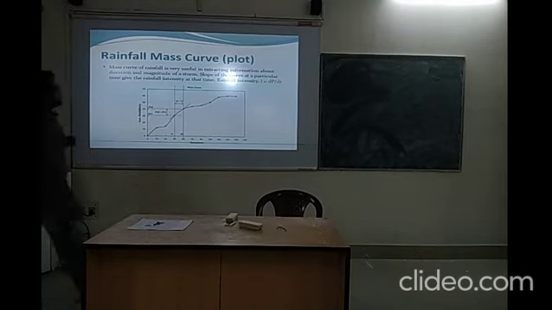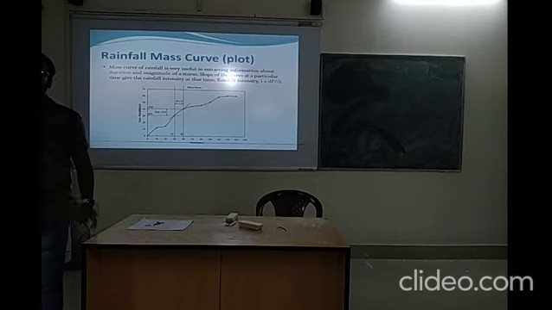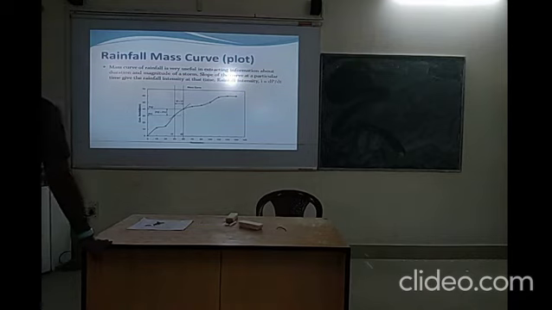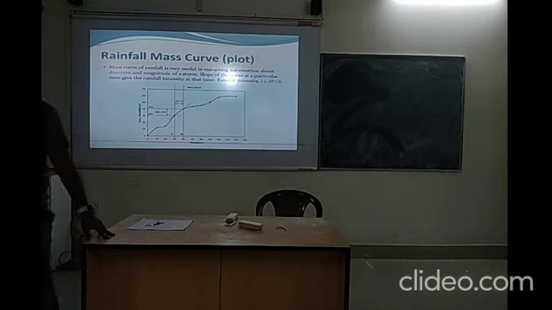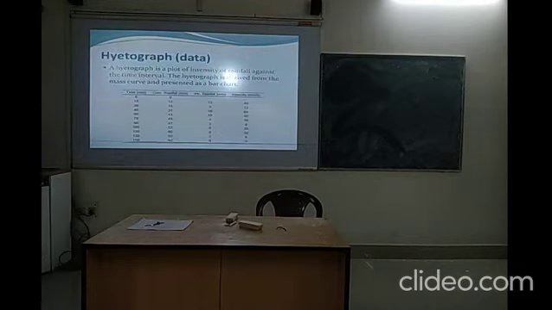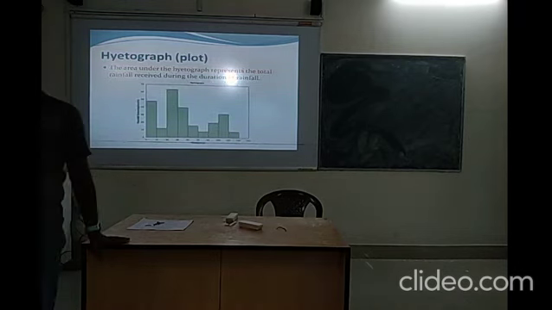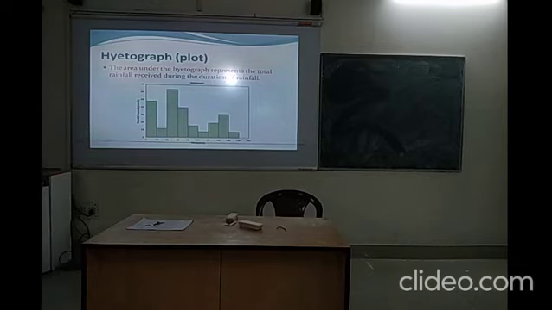And another thing we have seen from the mass curve: what things can be clarified. Looking at a mass curve, we can find out the nature of the rainfall, right? We have seen that one. Other than that, we have seen another thing called the hyetograph. The hyetograph is basically the representation of the intensity of rainfall with respect to time.